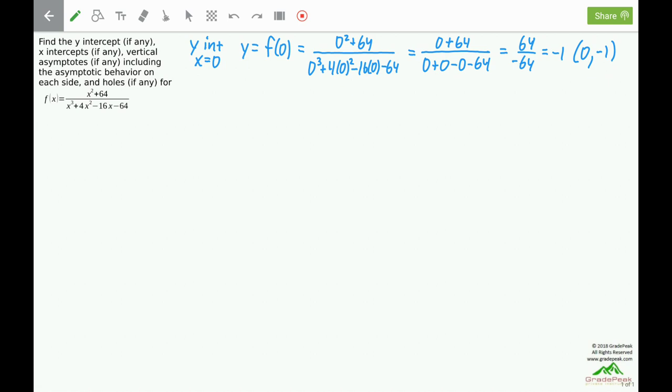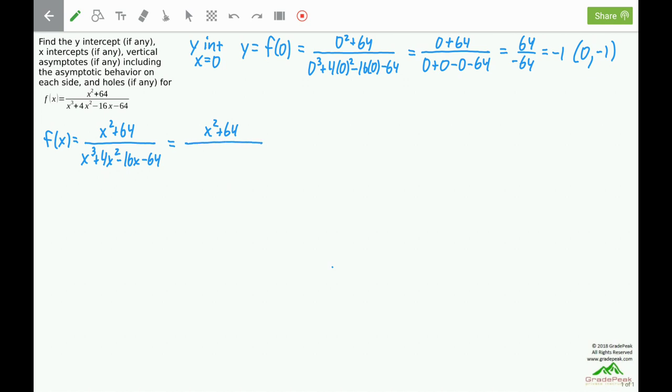The other parts are found by taking the function f of x, which is x squared plus 64 divided by x cubed plus 4x squared minus 16x minus 64, and fully factoring the numerator and denominator. The numerator is a sum of squares, which does not further factor.